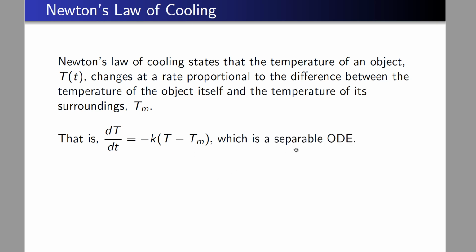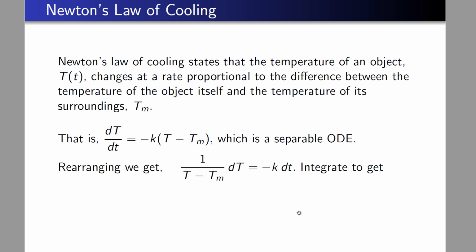And this is a separable ODE. We have two variables, uppercase T and lowercase t. Tm is constant, k is also constant. Now we can rearrange the terms, basically bringing T minus Tm to the left. So 1 over T minus Tm dT, and move dt over, so negative k dt. Now we can integrate both sides.